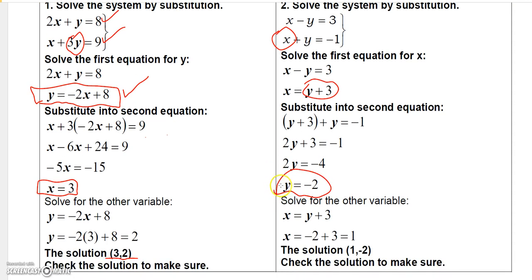And now to get the x value, I'm going to go back up here and plug it into this equation. So plug the y value into here, and I get negative 2 plus 3, which is 1. So the x value is 1. And so the solution is x equals 1, y equals negative 2. And you can check that as well.